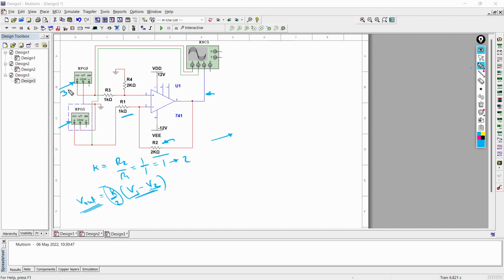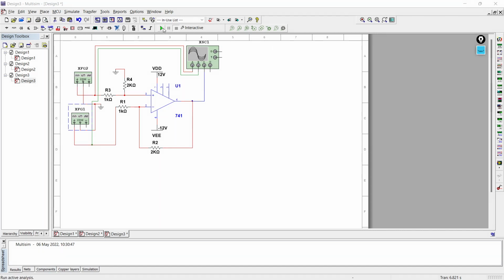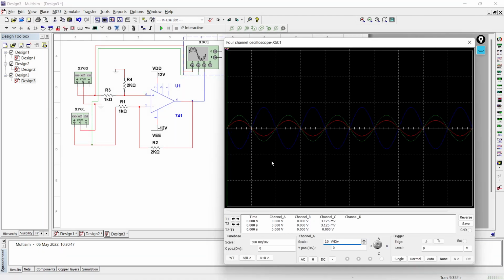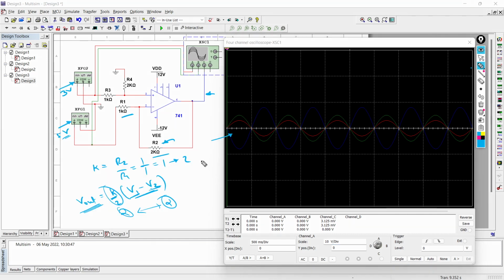So here we are giving 3 volt to the positive terminal and 5 volt to the negative terminal. So what will happen when we give 3 volt and 5 volt over here, the difference will be of 2 volt and the multiplying factor will be of 2. So we will get almost 4 volts of output. So now let's run the circuit and observe the output. So this is the output. Over here, this blue waveform shows the output.